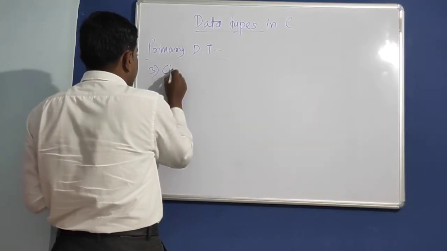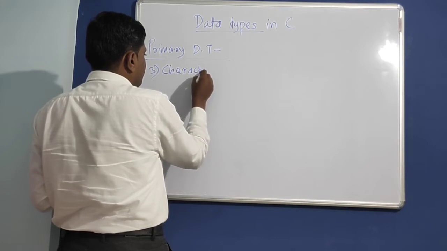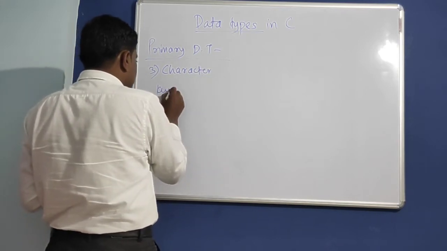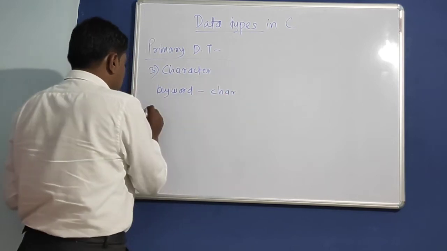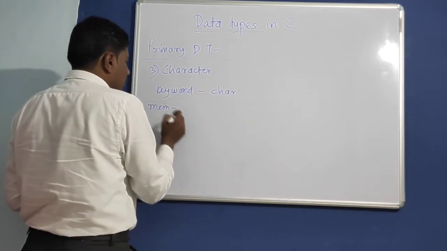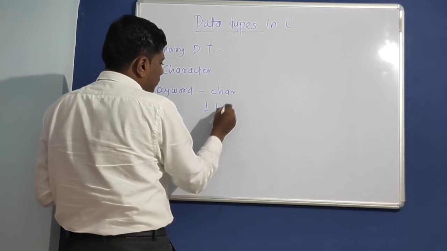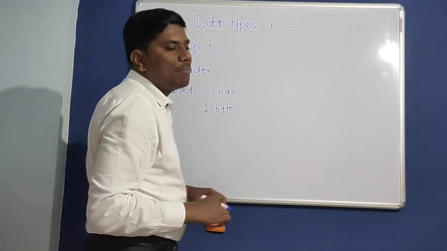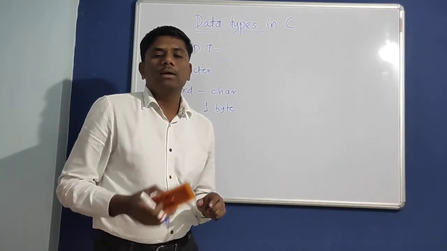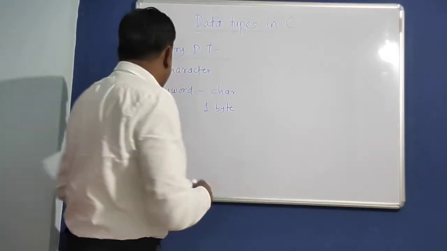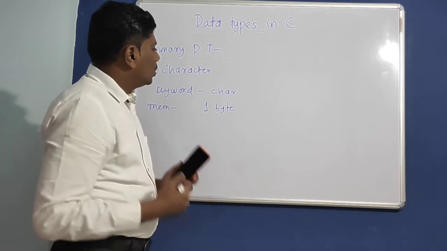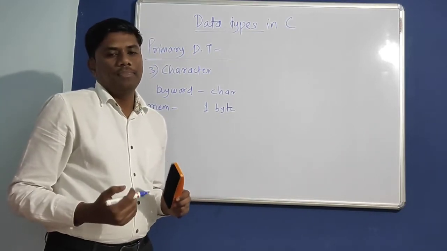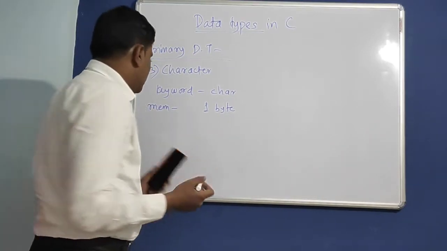Next primary data type is character. Its keyword is char. Memory is 1 byte for both types of compiler, 16-bit compiler as well as 32-bit compiler. Next, range. Now again there are two types of character data type: signed character and unsigned character.